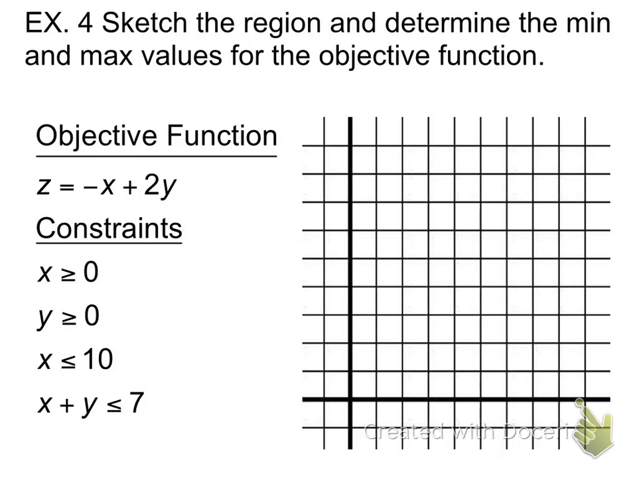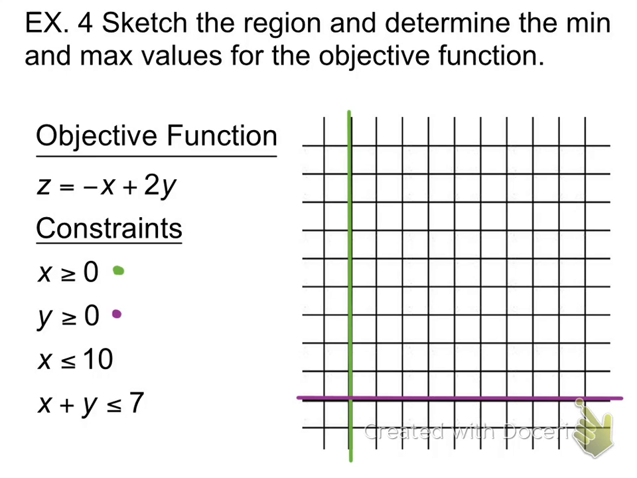Okay, so I'm going to start with x is greater than or equal to 0. And again, that's going to be the y-axis. Now I'm going to wait till the very end to shade on this one. So if I was shading, I would go ahead and shade to the right of this green line. And then y is greater than or equal to 0 is the x-axis, and I would shade up. So again, quadrant 1 would be shaded right now.